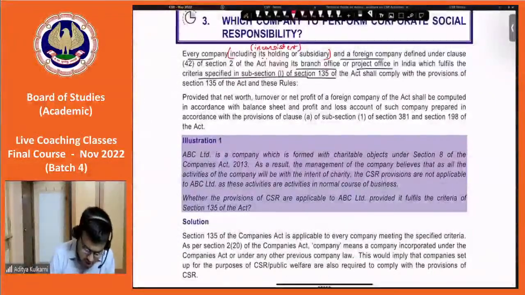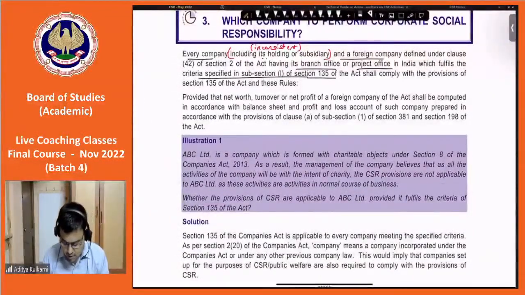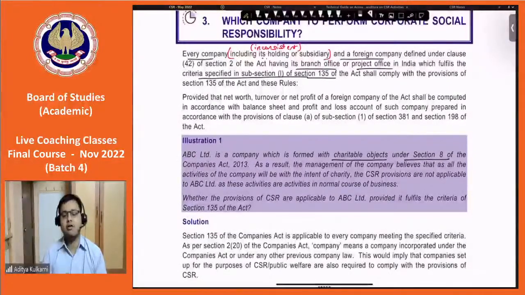So you can see illustration 1. ABC is a company formed with charitable objects under section 8 of the Companies Act 2013. A charitable trust, or what you call a research foundation, all these are typically your section 8 companies. They are formed with objectives for charity or promoting research, these kinds of things. So now for these companies, is CSR applicable? Definitely yes. Sir, but they already carry on CSR as a part of their activities. If it is a charitable organization, it would be carrying on charity, donations, doing welfare for the society as a normal part. So let it do that.